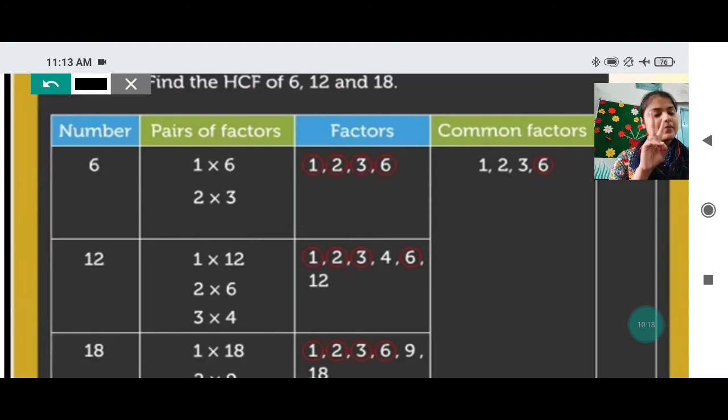When two numbers are multiplied and we get a product, the numbers which are multiplied both become factors of the product. In the same way, in the table of 6, 1 times 6 and 2 times 3 give us 6. So they are the factors of 6. In the same way, 12 has the factors 1, 12, 2, 6, 3 and 4.